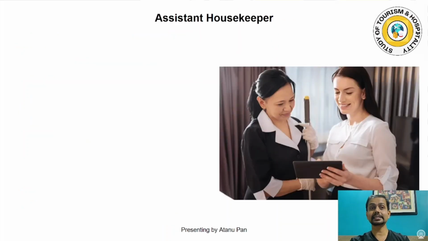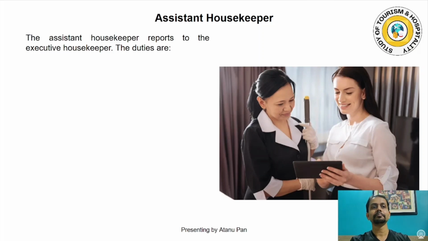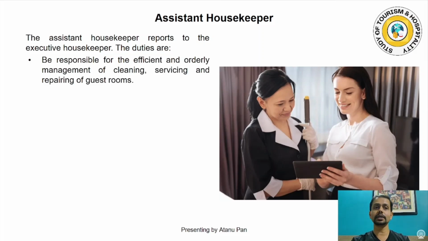Next goes the assistant housekeeper. Here, the assistant housekeeper also reports to the executive housekeeper and sometimes to the deputy housekeeper also. It depends. So what is the role of the assistant housekeeper here? Be responsible for efficient and orderly management of cleaning, servicing, and repairing of guest rooms. So a little bit similar to the deputy housekeeper. The deputy housekeeper is overall looking. The assistant housekeeper has a close look on it.